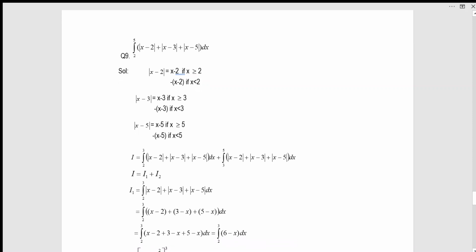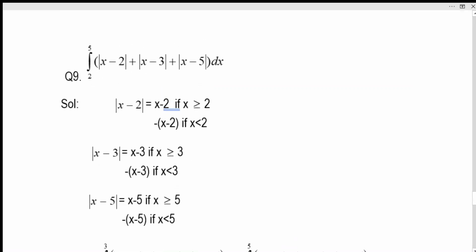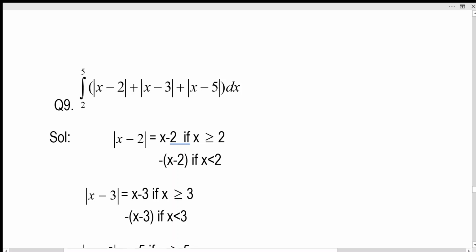Now moving to question number 9. Question number 9 is actually a little lengthy, but a very simple question. That is the integral from 2 to 5 of modulus of x minus 2 plus modulus of x minus 3 plus modulus of x minus 5. And CBSE asks these types of questions many times.